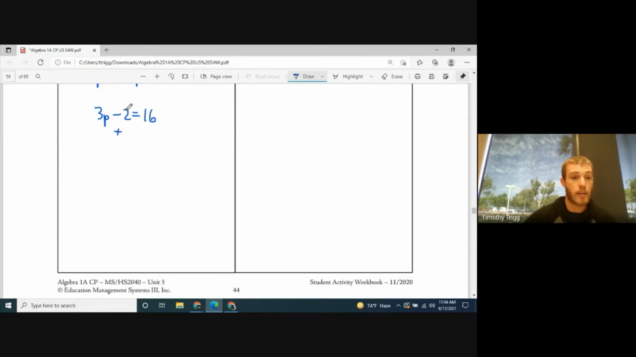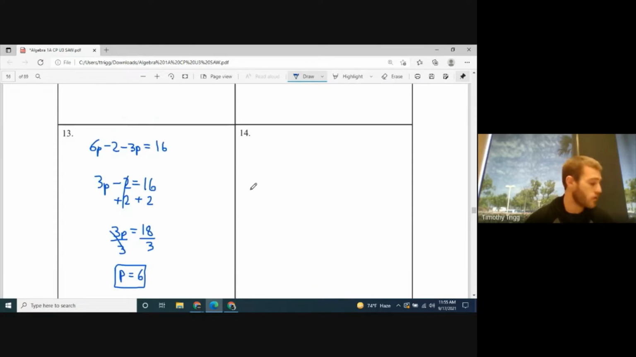We're going to get rid of this -2 first. So we're going to add 2 to both sides of the equation, canceling it over here. 3p equals 18. Divide by 3 to cancel it here, and then we'll have to divide this side by 3 as well. P equals 6, and you're done. Remember, whatever you do to one side of the equation, you have to do to the other side.